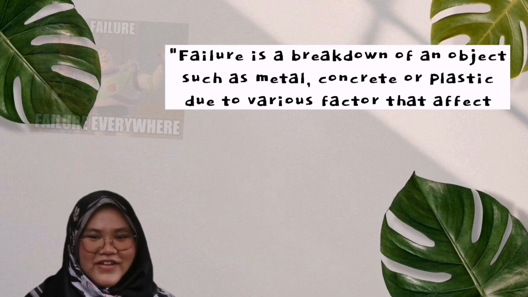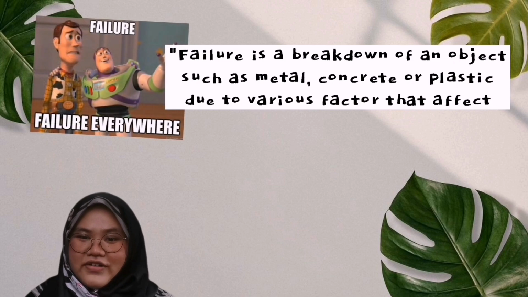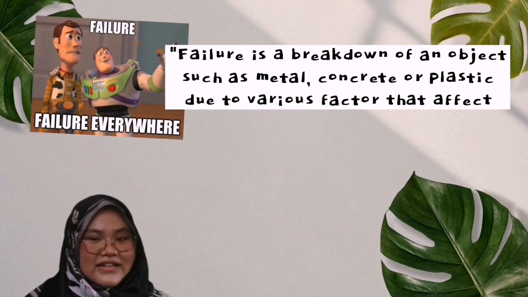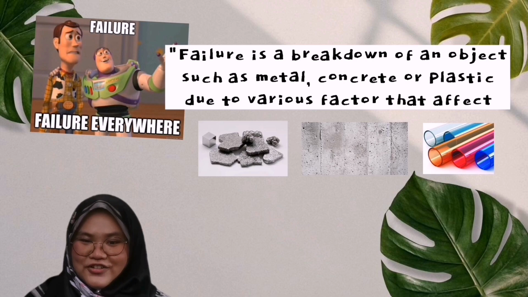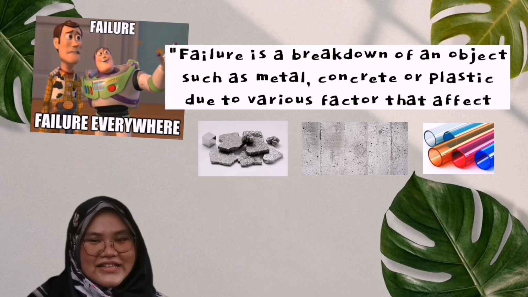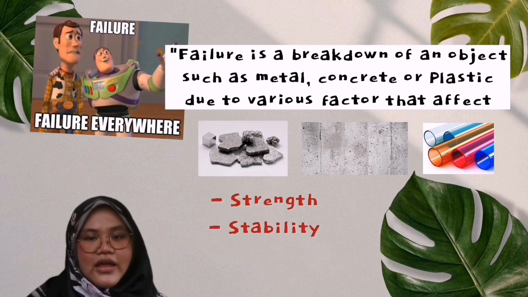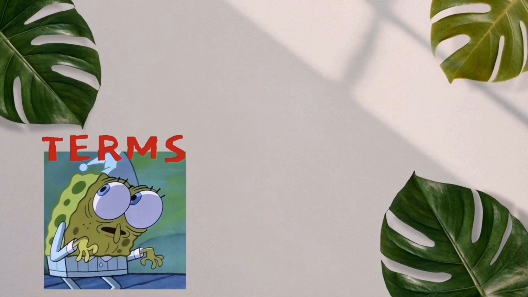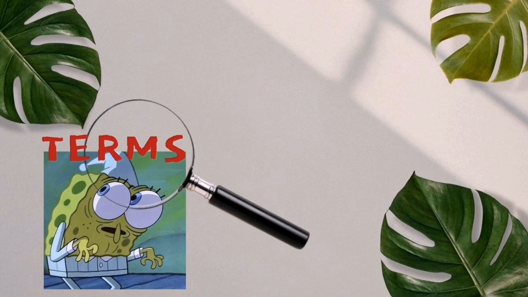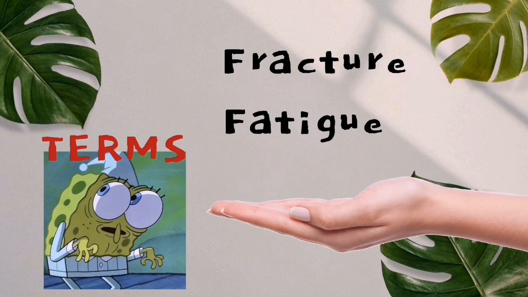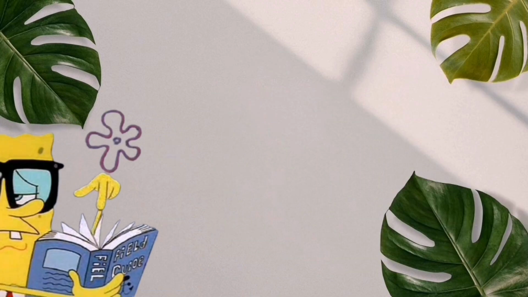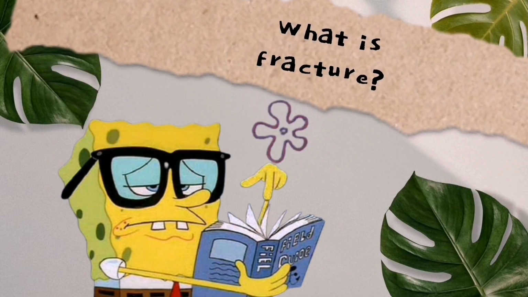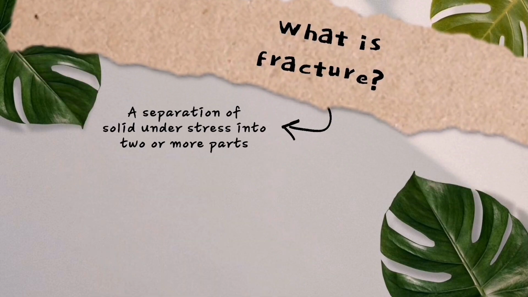Failure is the breakdown of an object such as metal, concrete or plastic due to various factors that affect the strength, the stability and chemical composition of the object's structure. The terms that we will focus on in this subtopic are fracture, fatigue and creep. So, what is fracture? It is a separation of a solid under stress into two or more parts.